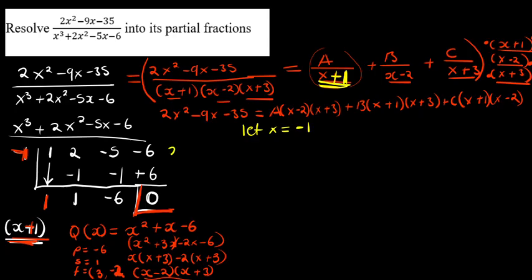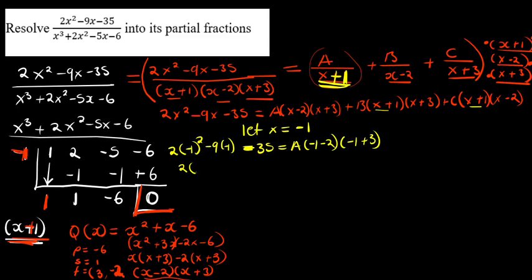So I'll write negative 1 wherever there's x. So negative 1 minus negative 1 equal to a negative 1 minus 2, then negative 1 plus 3. If I put negative 1 here, it will be 0, and negative 1 here again will be 0. So all of them will be 0, so it's pointless to write that.